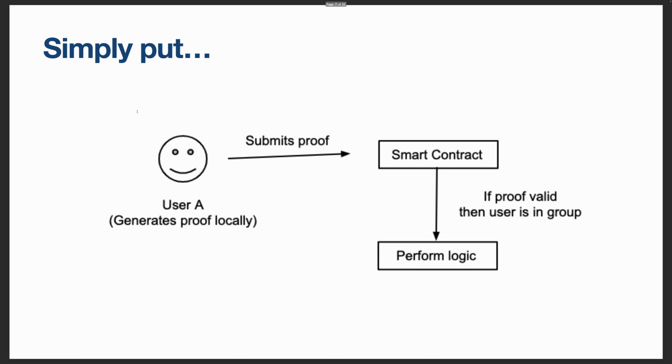Okay. So simply put, user A, which is the front-end side, generates a proof locally on the front end with a WebAssembly file in the Node.js application or the React application or whatever.